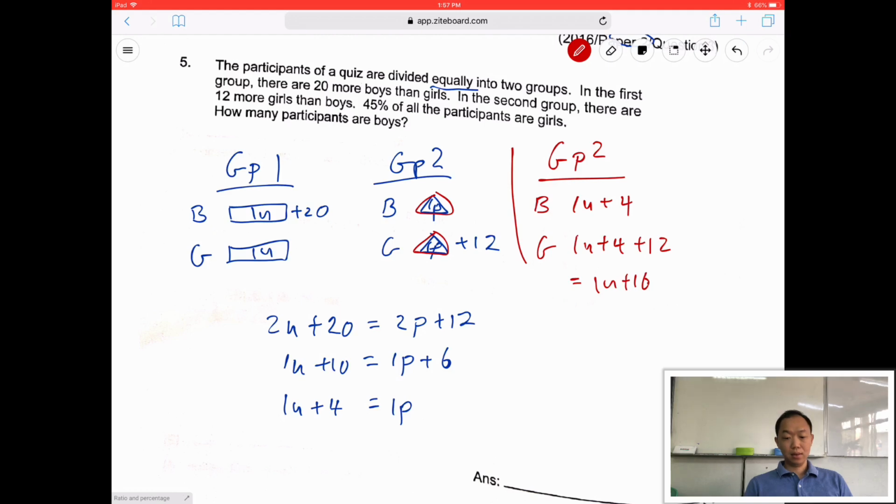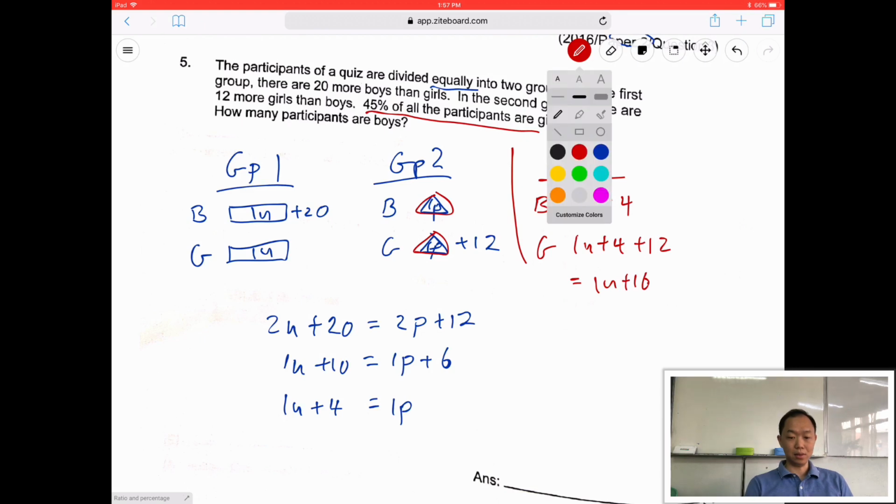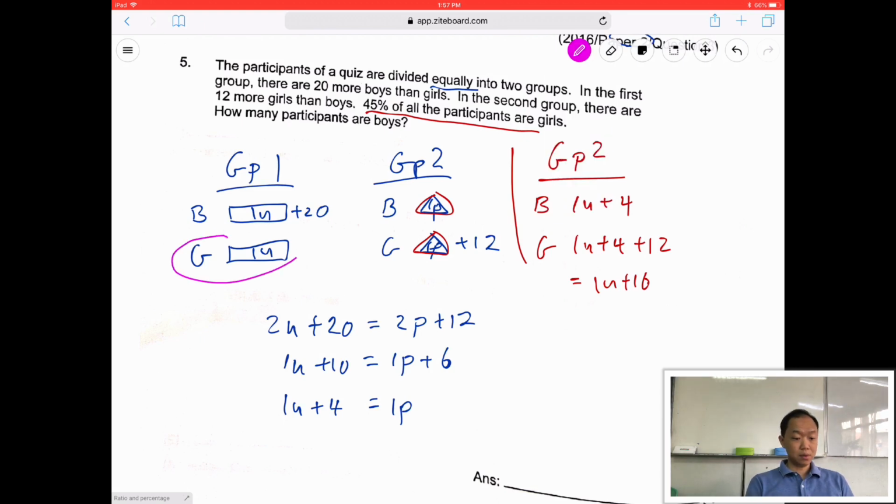Okay? Yep. And then I look at the second part. 45% of all the participants are girls. How many percent? Okay, so if 45% of all the participants are girls, I'm gonna use another color. Let's use purple. So girls is 1 unit, and this one, girls. So if I add all the purple together, there's a 2 unit plus 16. Okay, this represents 45%.